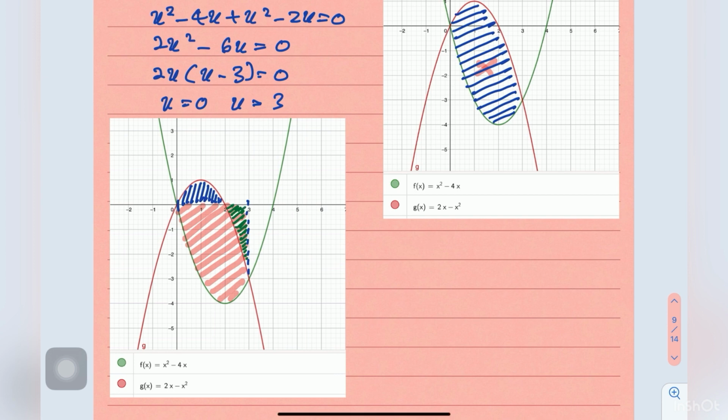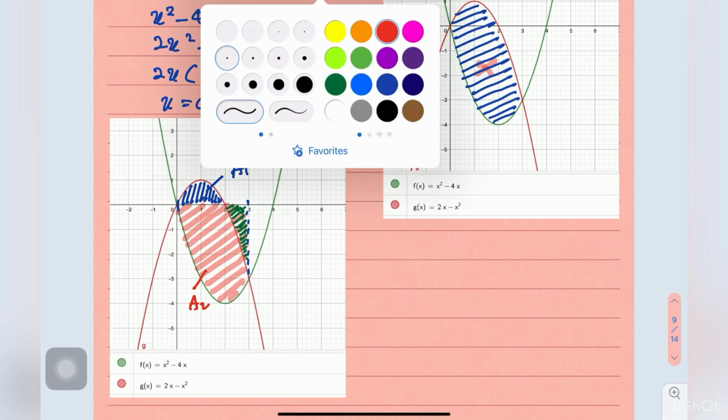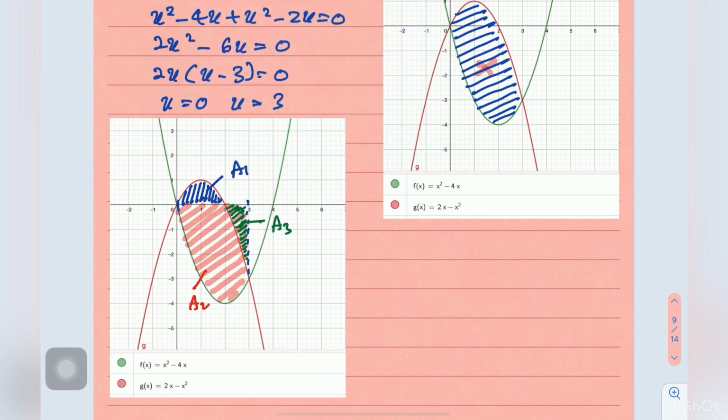So let's say here I have A1, this one A2, and this one A3. So we need to find them one by one. Finally A1 plus A2 minus A3. So A1 first. Area 1, A1, integrate from 0 to 2. The function is the red curve. So 2x minus x squared dx.